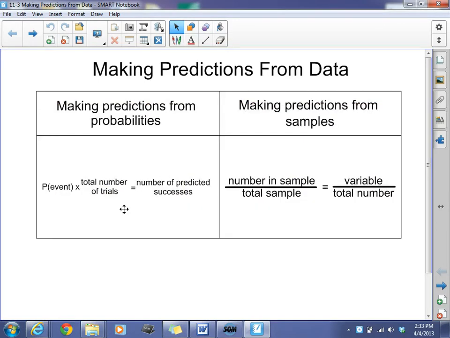Now last night and today in class we worked with experimental probability, or probability based on data, making data using experiments to figure out data. Something that is part of making experimental probability is making predictions. Now we predict what is going to be happening based on the data we see.